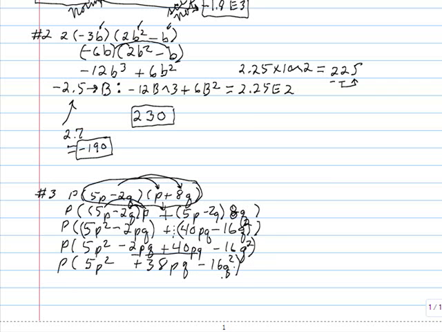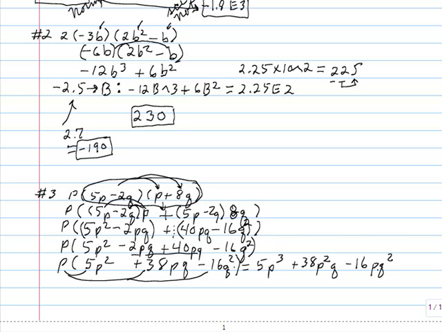And now I'm ready to multiply by p, and notice that inside the big bracket there are three terms. So I'll be multiplying p by this term, by this term, and by this term. So I will get 5p cubed plus 38p squared q minus 16pq squared.